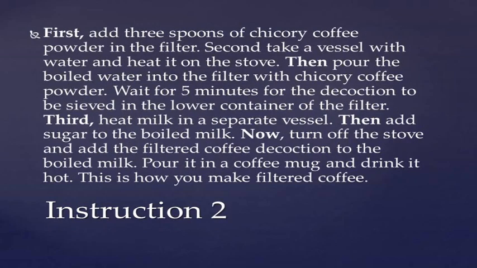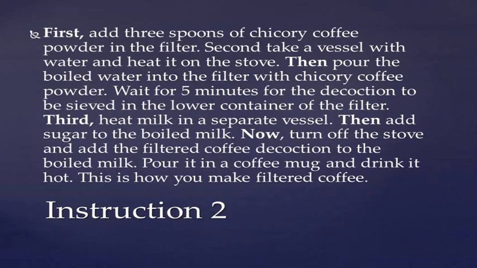Look at the second instruction set. First, add 3 spoons of chicory coffee powder in the filter. Second, take a vessel with water and heat it on the stove. Then, pour the boiled water into the filter with chicory powder. Wait for 5 minutes for the decoction to be sieved into the lower container of the filter.